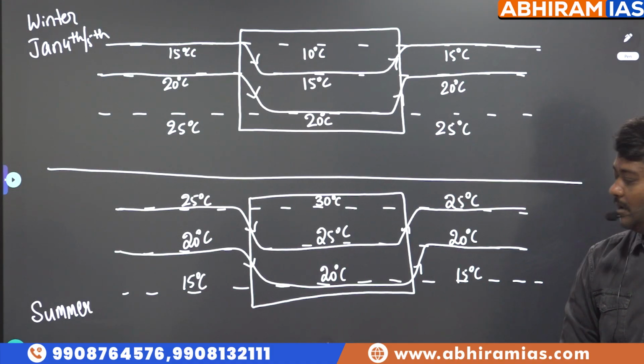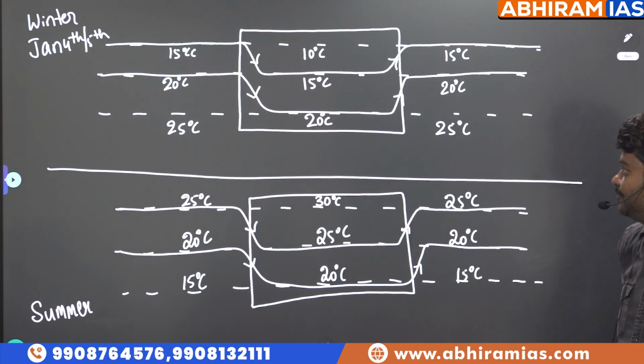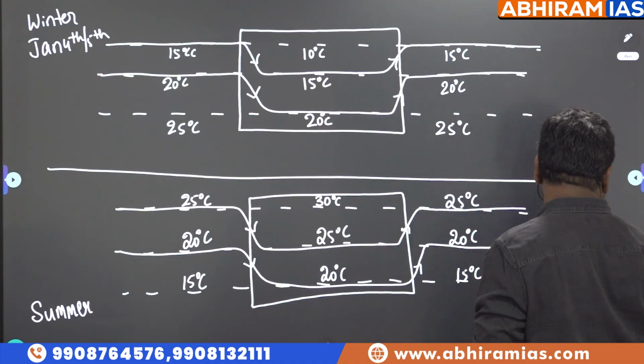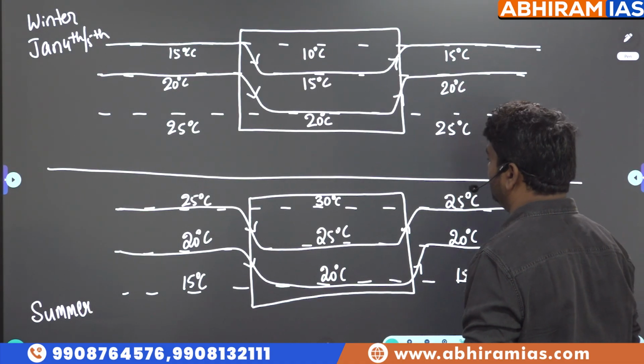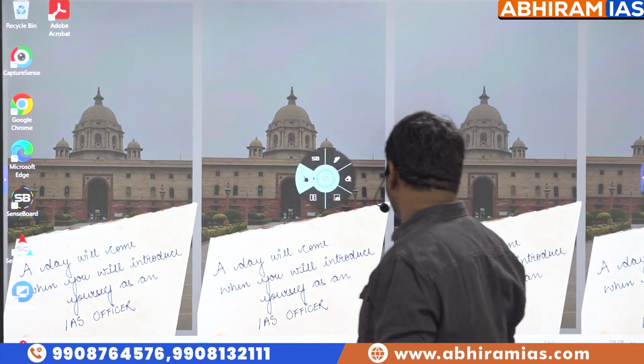Below, you write on Jan 4th or 5th, isotherms shift southward when drawn from sea to land, and northward when drawn from land to sea.